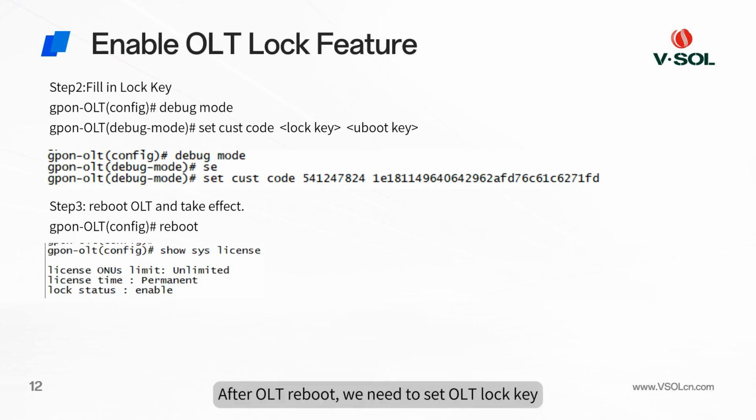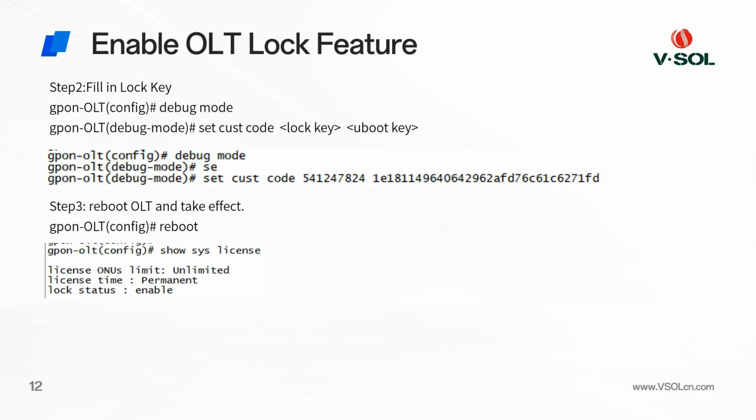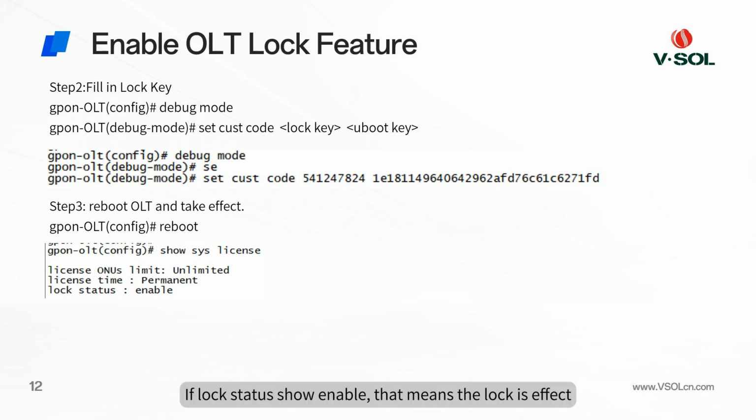After OLT reboot, we need to set OLT lock key. At the lock key, you need to replace with your lock key. At the U-boot key, you need to replace with your U-boot key. Other commands please enter as it is. The commands are like the example photo. After set the lock key and reboot OLT, you can check the OLT license again. If lock status shows enable, that means the lock is effective.